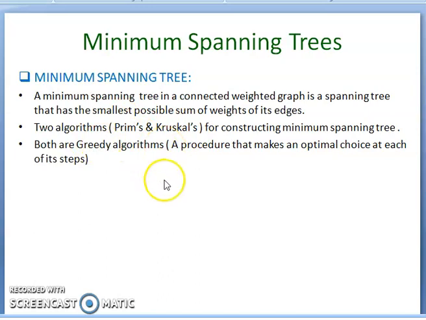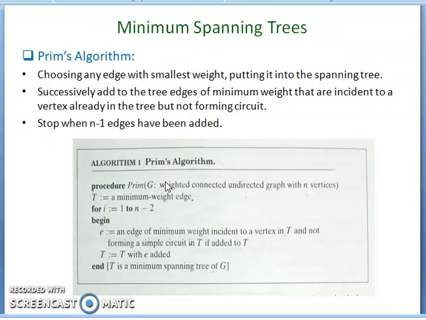We already discussed greedy algorithms in the DAA subject, design and analysis of algorithms. In discrete mathematical structures, greedy algorithms are not covered in depth. So you just find the minimal spanning tree by using two algorithms, Prim's and Kruskal's. These two come under the greedy algorithms. First we will discuss Prim's algorithm.